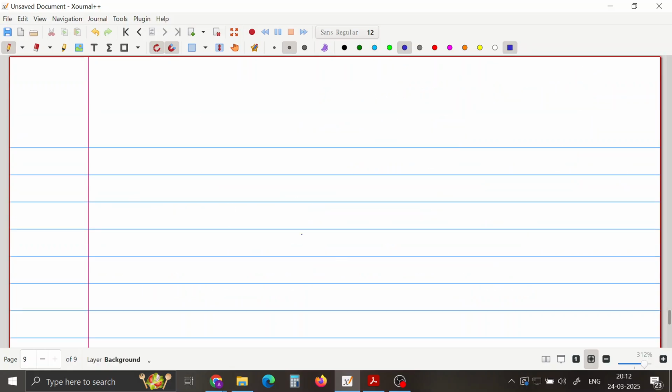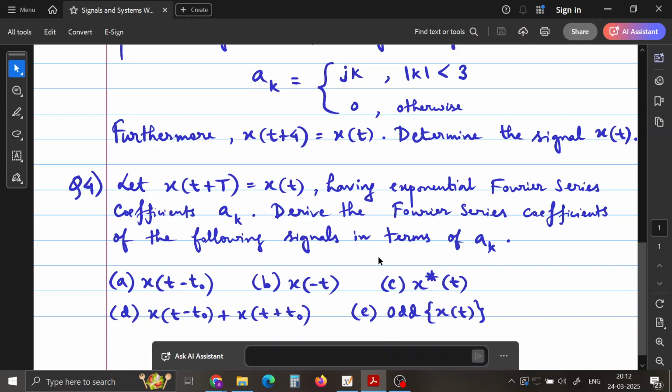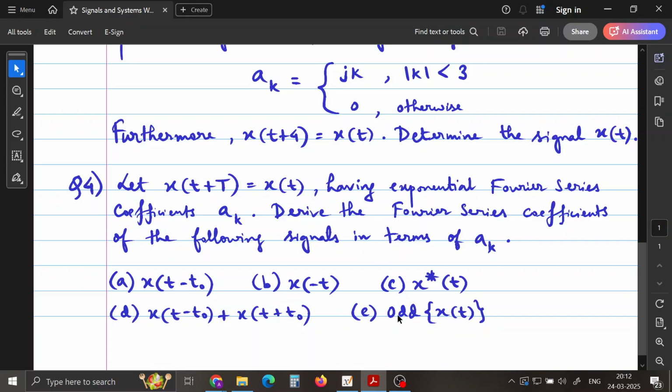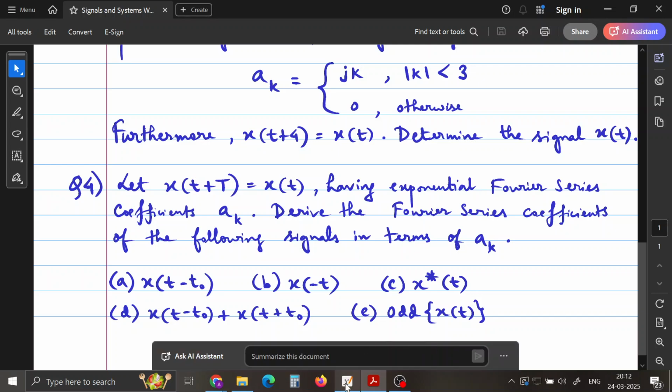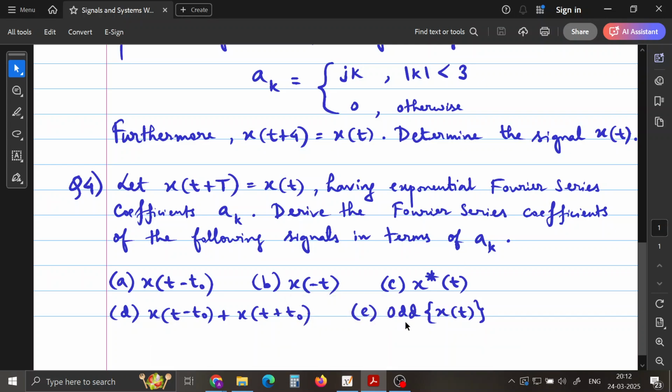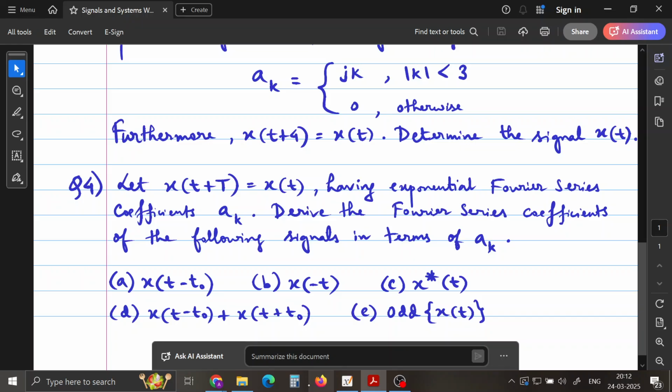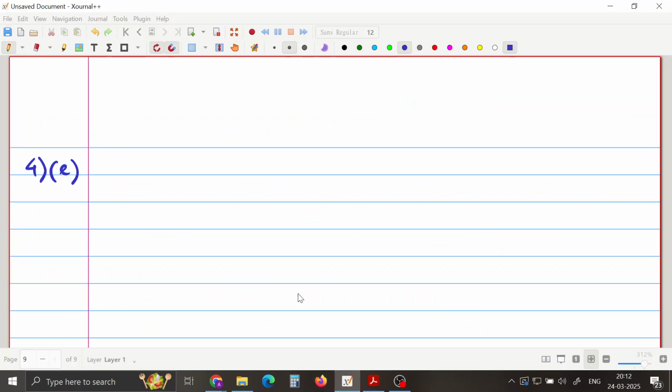Now moving to the last part, the last problem, which is 4 part E. So this is the odd function. This is the odd part of x of t. This denotes the odd part of the signal x of t. So what we need to find is the Fourier series coefficient of the odd part of x of t.